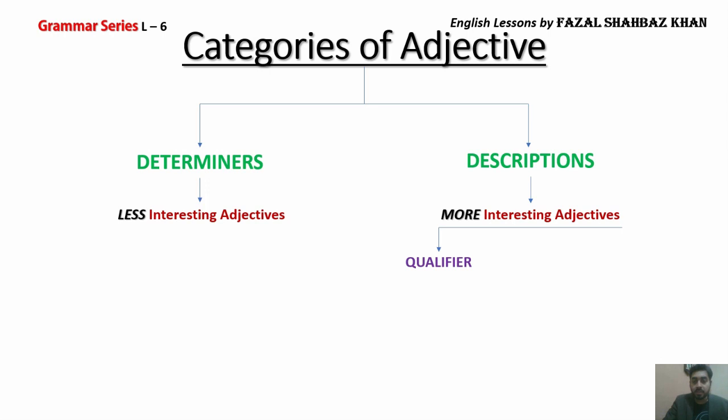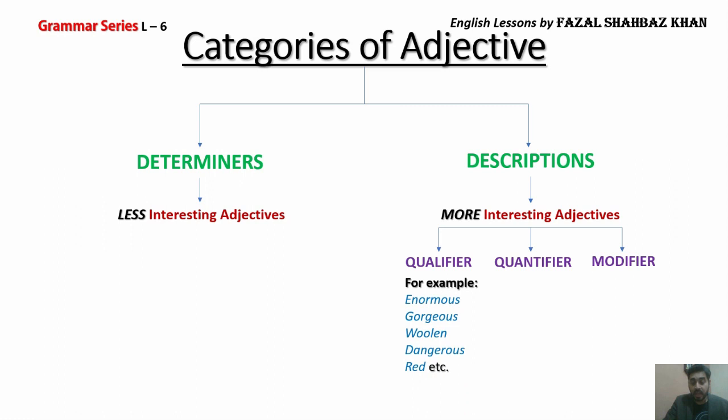So descriptions can be qualifier, can be quantifier, as well as modifier. When I talk about qualifier, I have clear meanings like in the likes of enormous, as you can see on the screen, gorgeous, woolen, dangerous, red, etc., all of which describe the quality or qualify a noun or a pronoun.